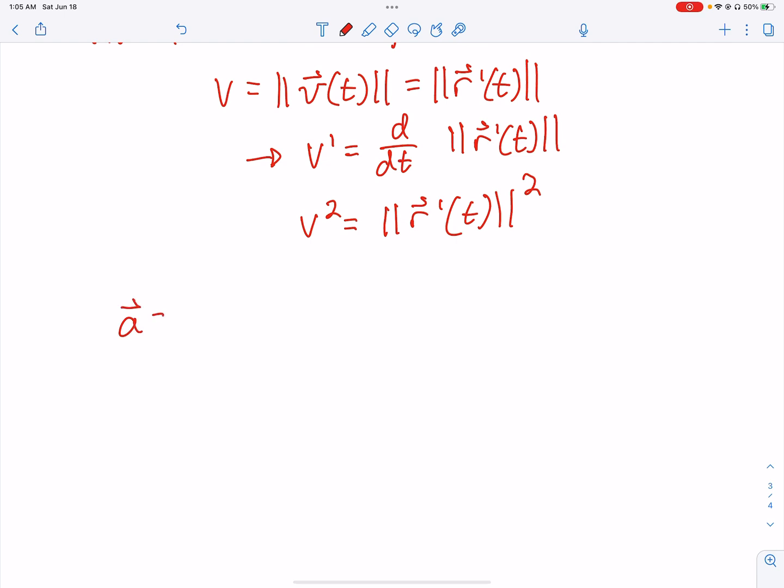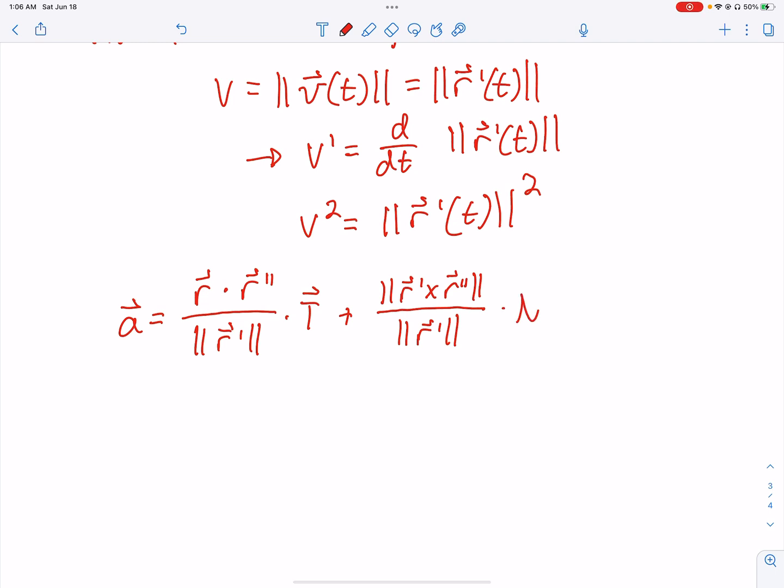Again, this feels out of nowhere, and it's kind of like, okay. They throw it in every calc book. Maybe one day I will see. There's no derivative there. r prime dotted with r double prime over the magnitude of r prime, times the unit tangent vector, plus, and then the normal component of acceleration will become the magnitude of r prime crossed with r double prime, magnitude, divided by the magnitude of r prime, times n.